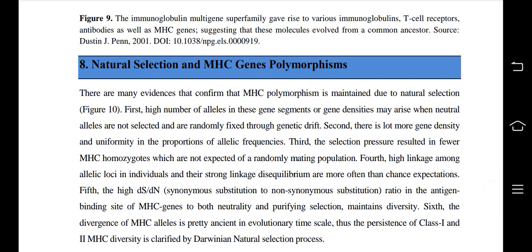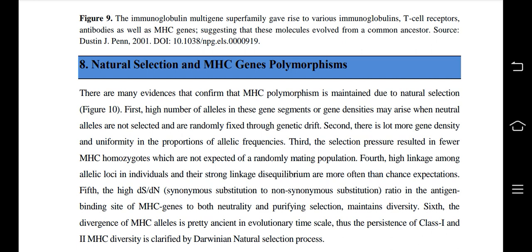Natural selection and MHC gene polymorphism. There is a lot of evidence that confirms that MHC polymorphism is maintained due to natural selection. First, a high number of alleles in these gene segments may arise when neutral alleles are not selected and are randomly fixed through genetic drift. Second, there is a lot more gene density and uniformity in the proportions of allelic frequencies. Third, the selection pressure resulted in fewer MHC homozygotes, which is not expected of a randomly mating population.